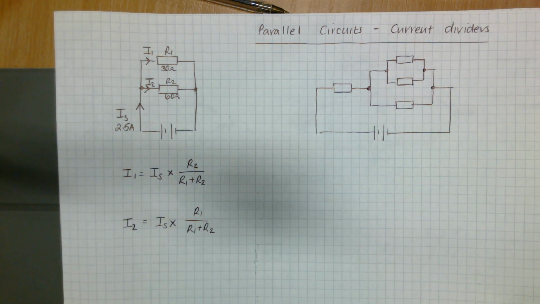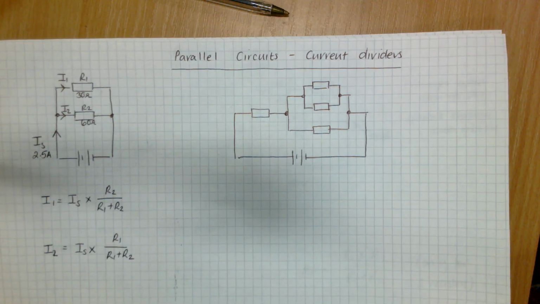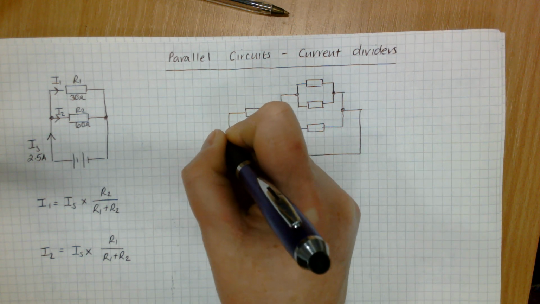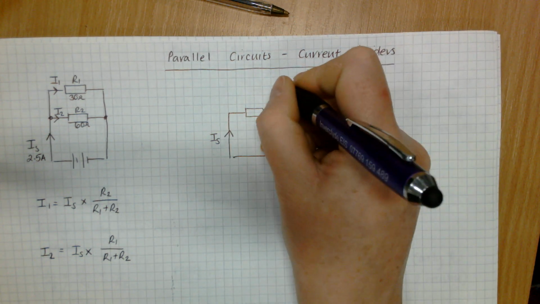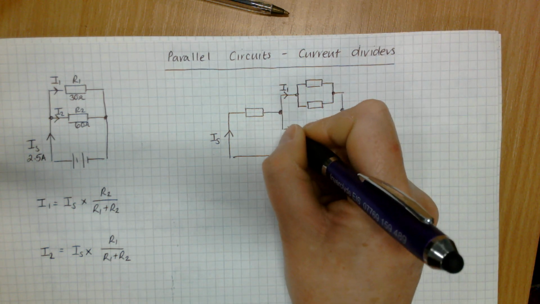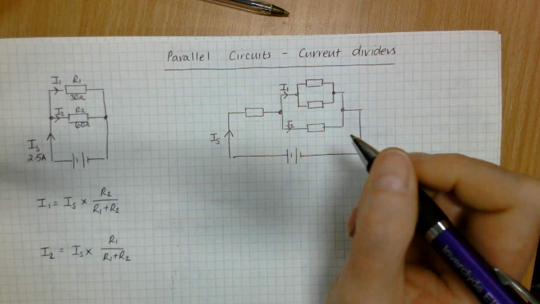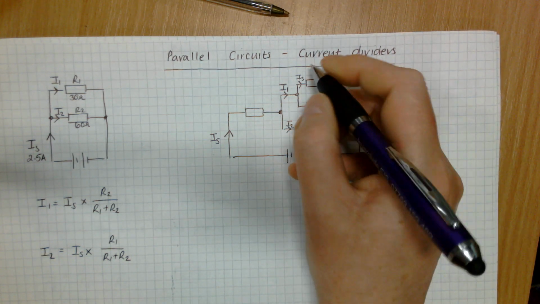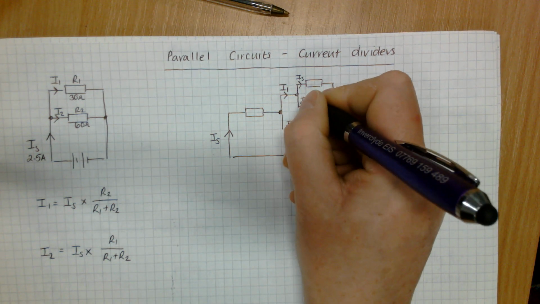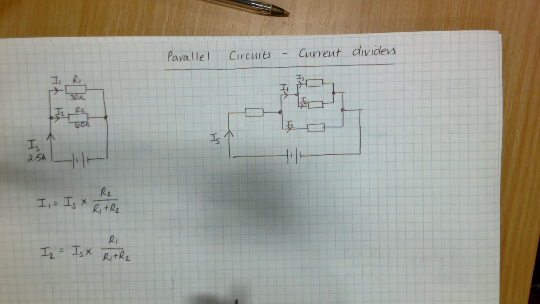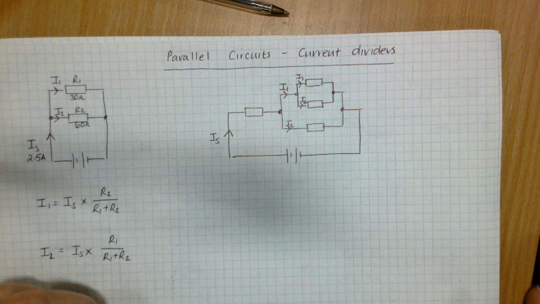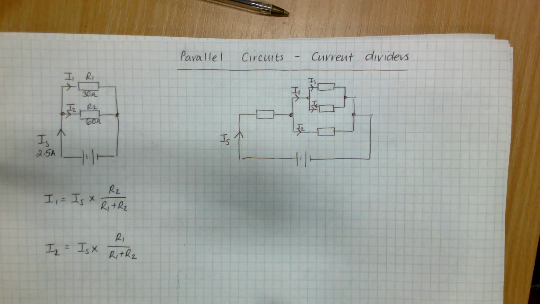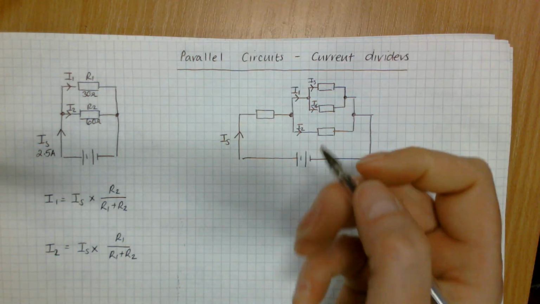Current dividers really come into their own, though, in circuits like this circuit. So in this circuit here, you would have an IS that would divide into an I1 and an I2. Then your I1 would divide into an I3 and an I4. That's really where current dividers come into their own. This very basic one shows you the rule, that's all very well, but this is really where it starts to take effect. And I think this will be the one that we'll have a look at trying to do.